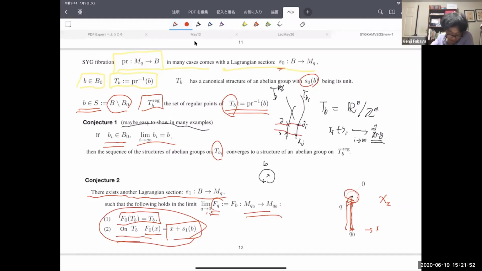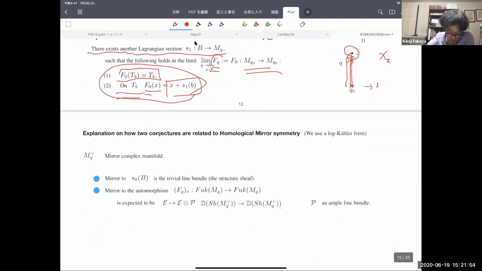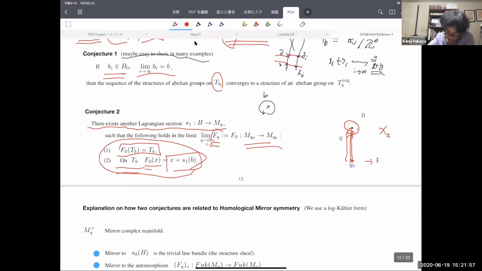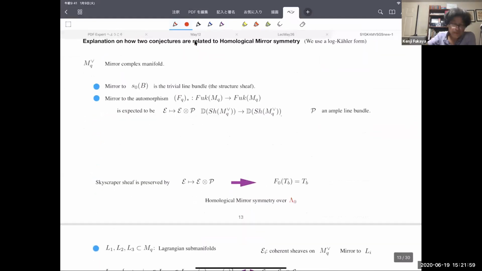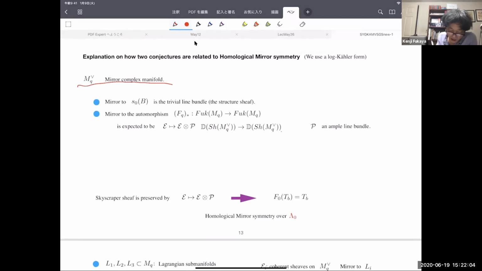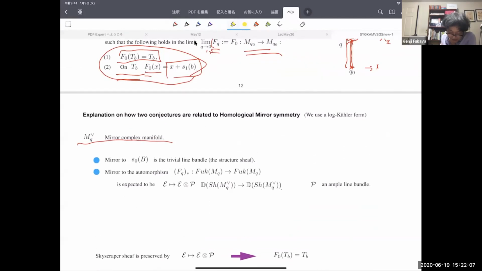So now I want to explain how this is related to homological mirror symmetry. So we consider this mirror complex manifold. Then first of all, we have this first section S0, and the conjecture is that this image, that is a Lagrangian submanifold of the total space, is mirror to a trivial line bundle. It's a structure sheaf. Actually, this is the reason why we expect that this S0 exists. You have some structure sheaf that is mirror to some sections.